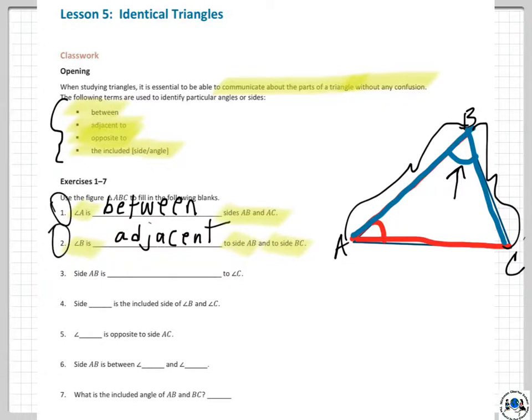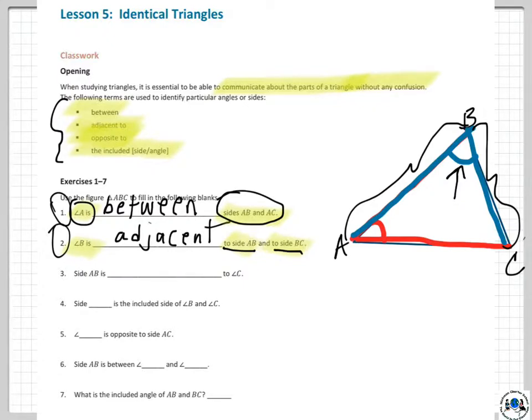So that's how these two terms differ. At first they sound like they should be the same, but angle B is adjacent to both of those sides separately, while the first one, angle A, is between these two at the same time.